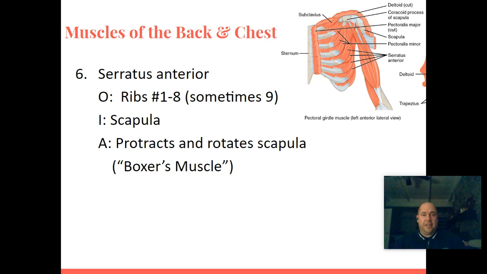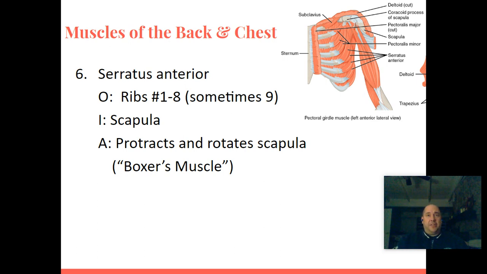And what it's going to do is help the pec minor to rotate the scapula and kind of bring it around and protract it. And they call it the boxer's muscle. I don't know if you guys watch a lot of boxing or UFC, but if you ever look at boxers, they'll have pretty big, strong chests. They'll have big pecs. And then underneath their arms, you might see this real jagged looking muscle. That's the serratus anterior.